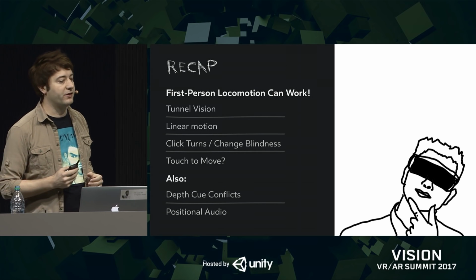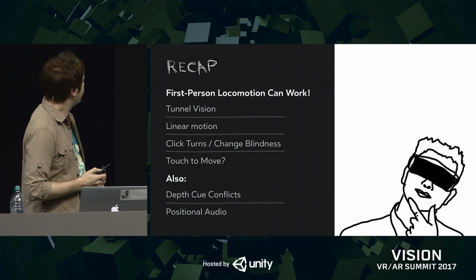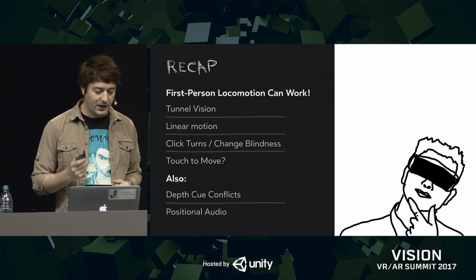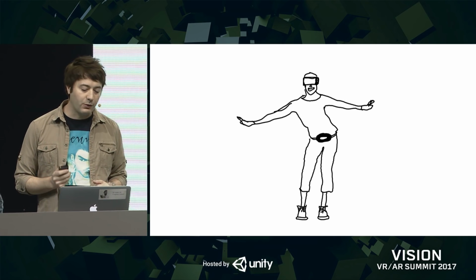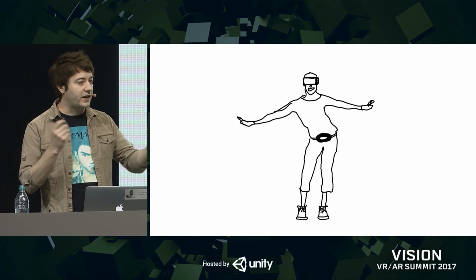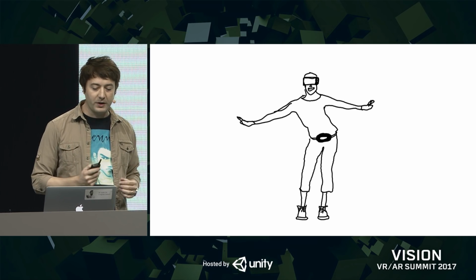Okay, quick recap on this stuff. I'm going to move really quickly through this. I want to talk about positional tracking a little bit. Positional tracking is a technology that we use to track where your head is in space.